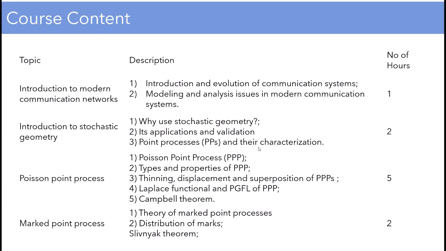Then we will learn about point processes, which are the core concept of stochastic geometry, and we will see how we characterize them. Then we'll move to a specific type of point process known as the Poisson point process. We will define them and look at their types and properties. We will talk about some operations on PPP, like thinning, displacement, and superposition. We will learn about the Laplace functional and PGFL, which are two characterizations of the Poisson point process. We will also talk about Campbell's theorem.